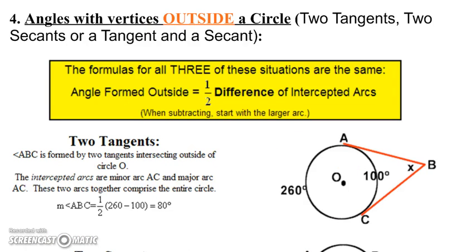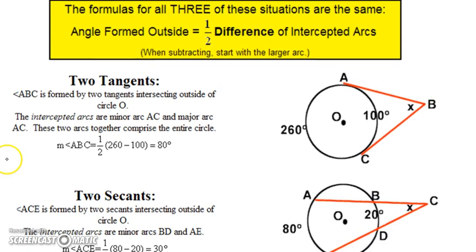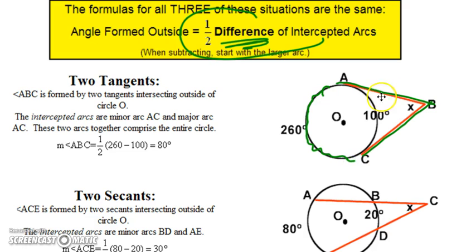And then last is three separate angles where the vertex is outside of the circle. We're going over some vocab, talking about tangents and secants. The first one is where we have two tangents. AB is a tangent and CB is a tangent. When we do this, we're finding half of the difference of the arcs. We have an arc here of 260 and an arc here of 100. We'll subtract the two arcs and divide by 2 in order to find angle x.